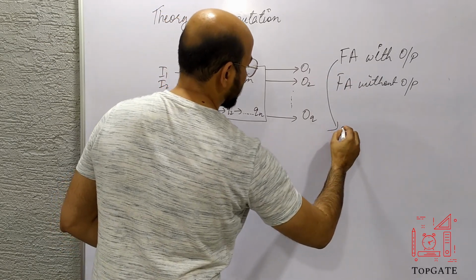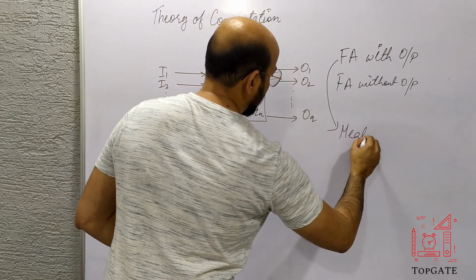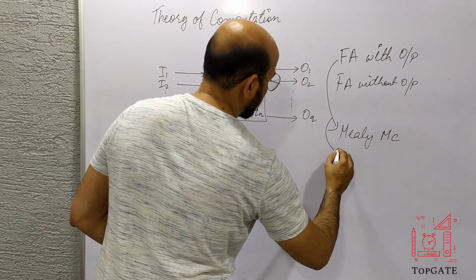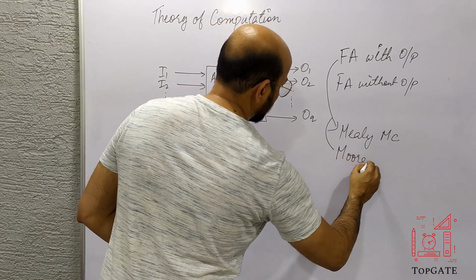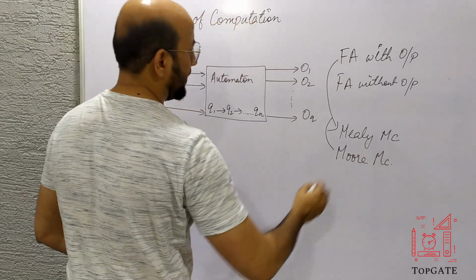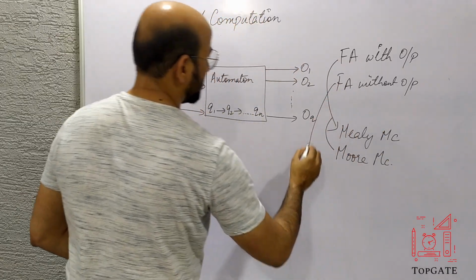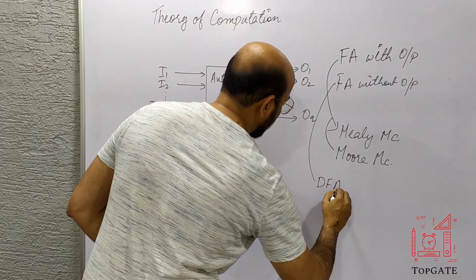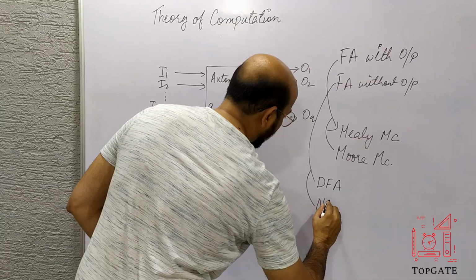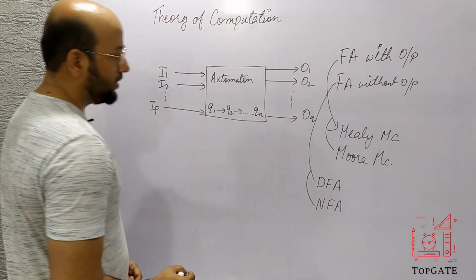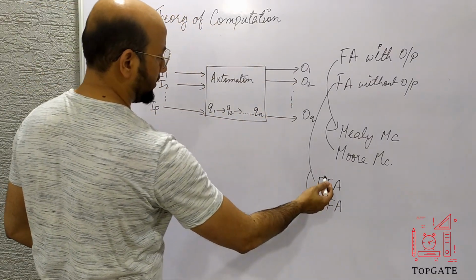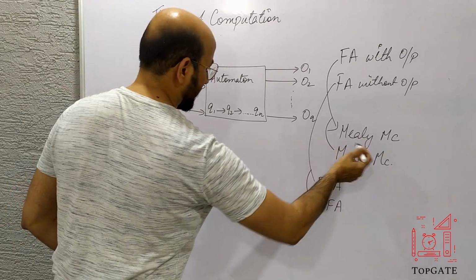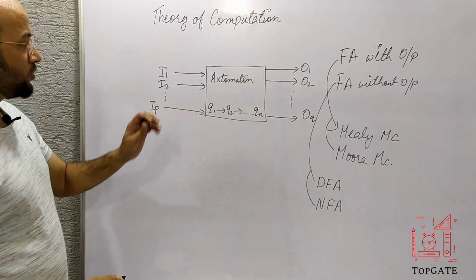In this one we'll discuss Mealy machine. The second one we have is Moore machine. And in this one, that is the finite automata without output, we have DFA and we have NFA. So we'll study both these automata, FA, that is DFA and the NFA, Mealy and the Moore. So this is your automaton.